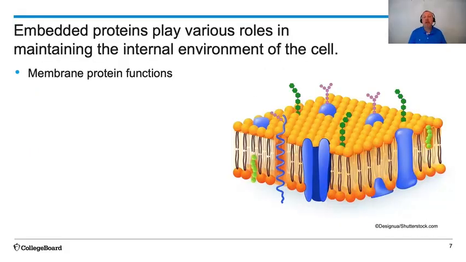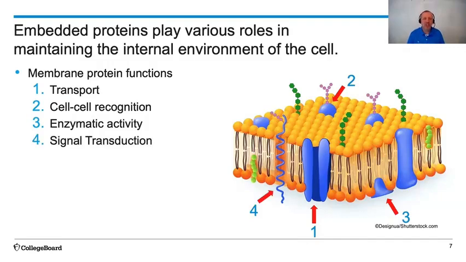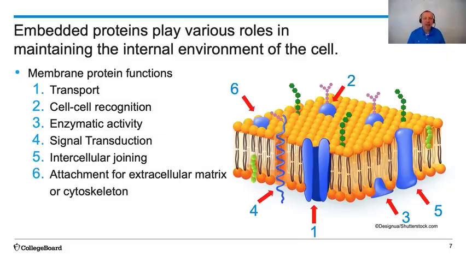These proteins have a variety of functions. We're going to just name 6 of them. The first function, transport. Another function would be cell-to-cell recognition. A third function, enzymatic activity. A fourth function, signal transduction. Another one would be intercellular joining. And finally, you have attachment for extracellular matrix or cytoskeleton.